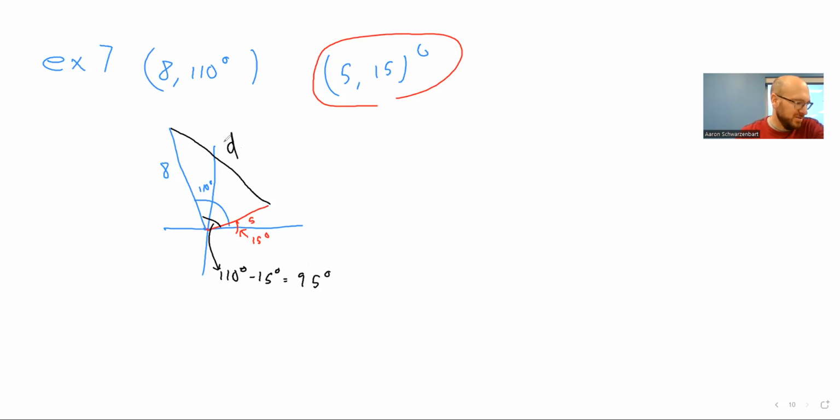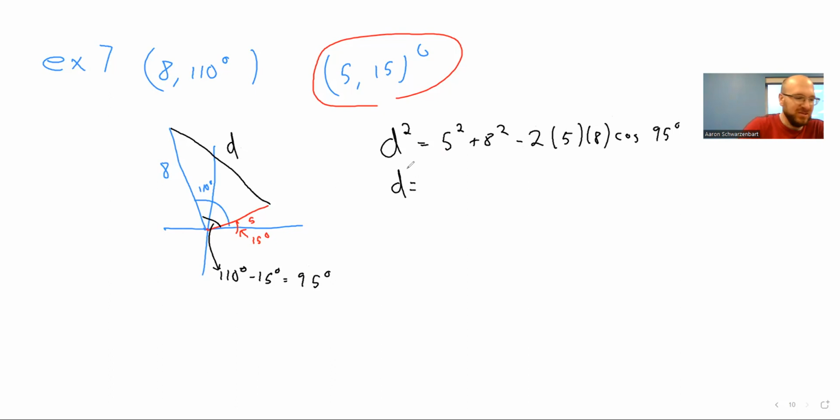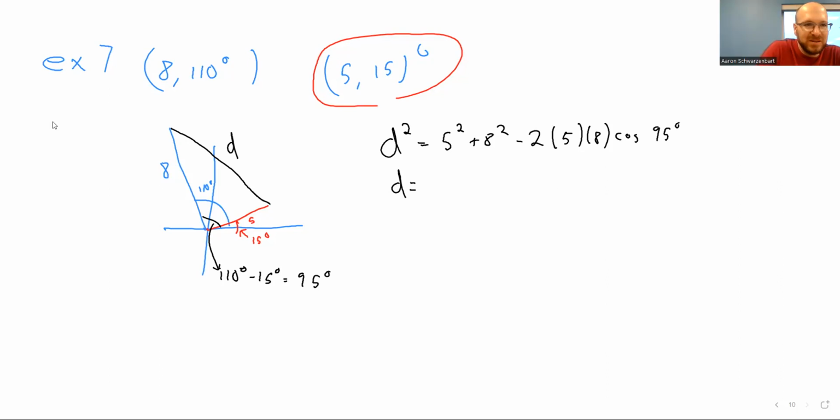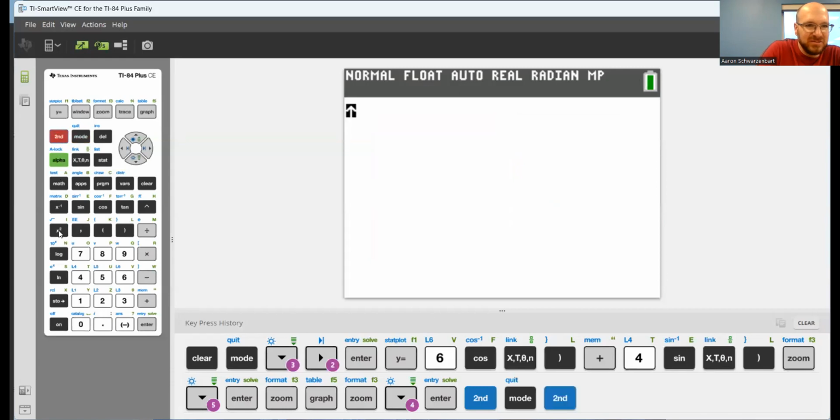This distance, I can just use the law of cosines. D squared equals 5 squared plus 8 squared minus 2 times 5 times 8 times cosine of 95 degrees. And then I'll square root all of that. So I'm just going to enter that into my calculator. I'll get out of this. And yeah, I'm just going to do the square root of what I just entered.